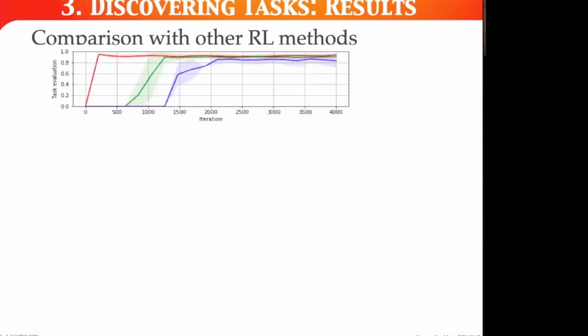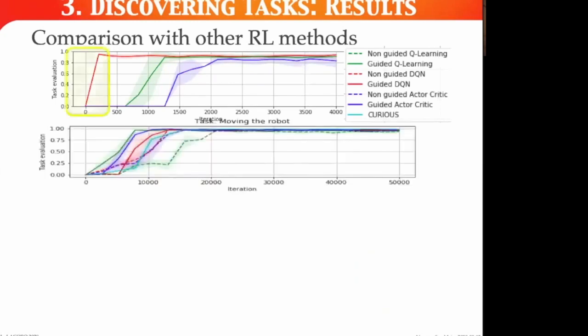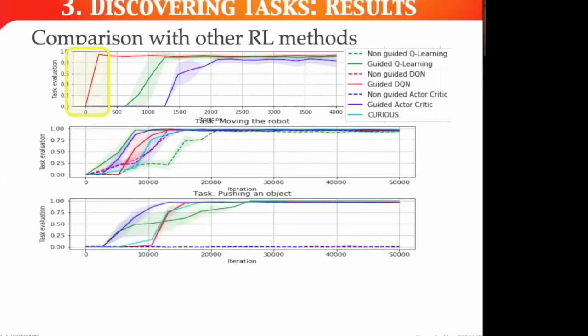So last, we'll compare the performance of our algorithm to other methods like Q-learning, deep Q-learning, actor-critic, or another algorithm called Curious, which also uses intrinsic motivation. And for the first task, we see that our algorithm learns it quite quickly, around 200, and the other algorithms learn it around 10,000 iterations. So it comes much later.